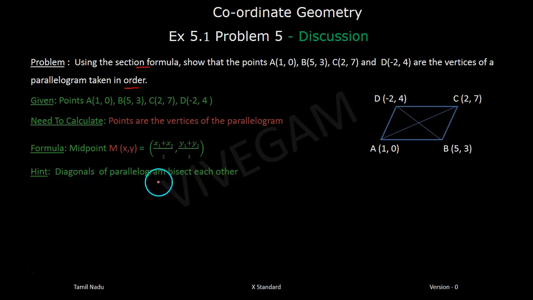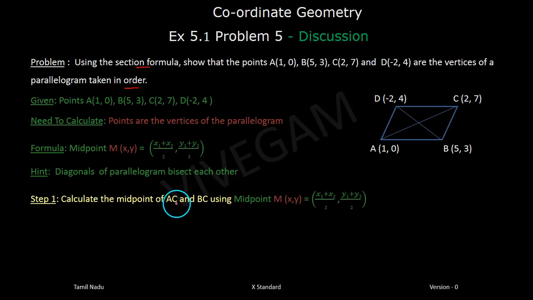The hint is that the diagonals of a parallelogram bisect each other. What it means is the midpoint of diagonal AC is the same as the midpoint of diagonal BD. So what's the step? Calculate the midpoint of AC and BD using the midpoint formula, and check whether the midpoint of AC is equal to the midpoint of BD. If it is true, then the 4 points A, B, C, D form a parallelogram. Please pause the video here and try to work this problem on your own, and on completion please come back and check your working against our solution.